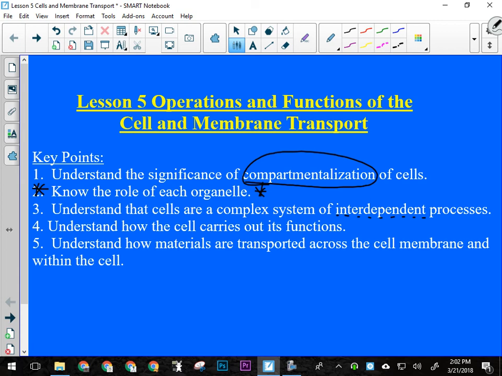Right, so we have to have everything working because step 3 depends on not just step 1, but it also depends on step 5, even though that may not make sense right now. It actually depends on things that come after it. So we have this interdependency of processes. Number 4, understand how the cell carries out its functions. We'll talk a little bit about how each organelle does its job. And fifthly, understand how materials are transported across the cell membrane and within the cell.